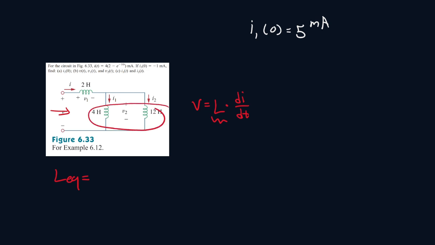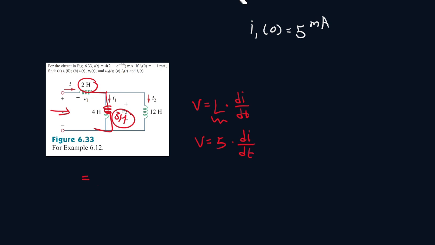So these two are in parallel. So it'll be (1 over 4 plus 1 over 12) to the power of minus 1. So that's 3 henries. And 3 henries plus 2 henries, that's 5 henries. So it'll be 5 times di over dt. Now, the I value will be the one that's nearest to this V value, and that's this value here. So we'll replace I with this. So let me rewrite that.